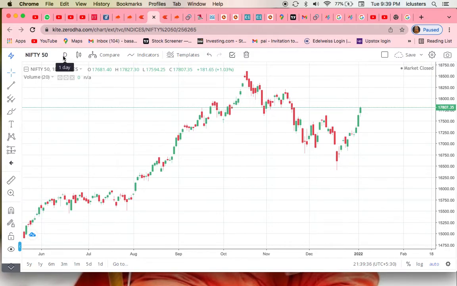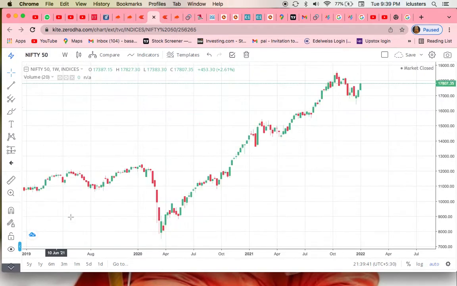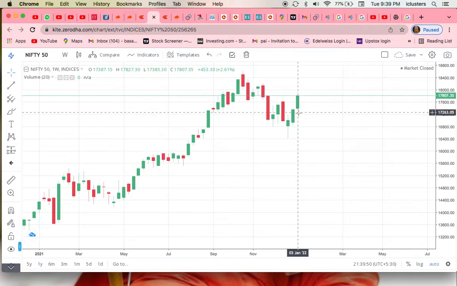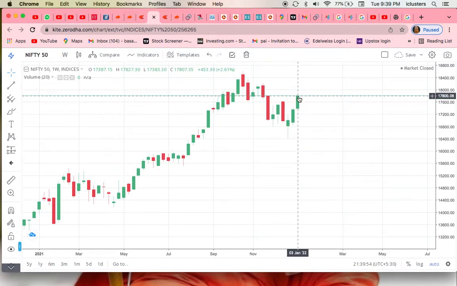How will we find this uptrend? Okay, see, click on this weekly time frame and see these big green candles. That means buying pressure is there. That's why there are that many big, strong green candles without wicks. Okay, we are getting small wicks here and a strong candle here.